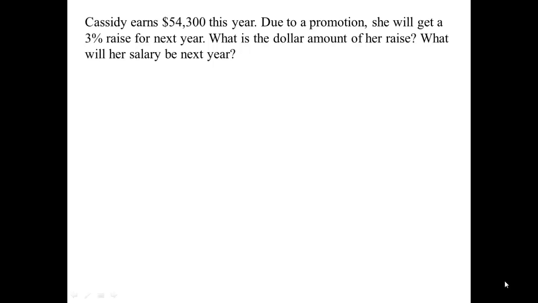Cassidy earns $54,300 this year. Due to a promotion, she will get a 3% raise for next year. What is the dollar amount of her raise? What will her salary be next year?